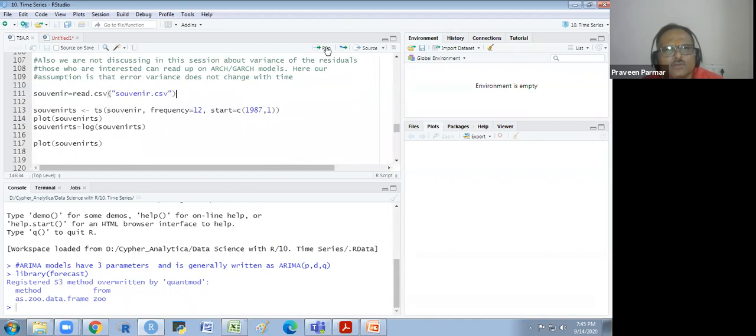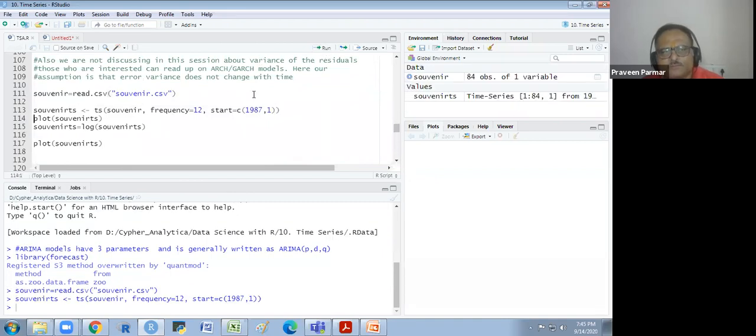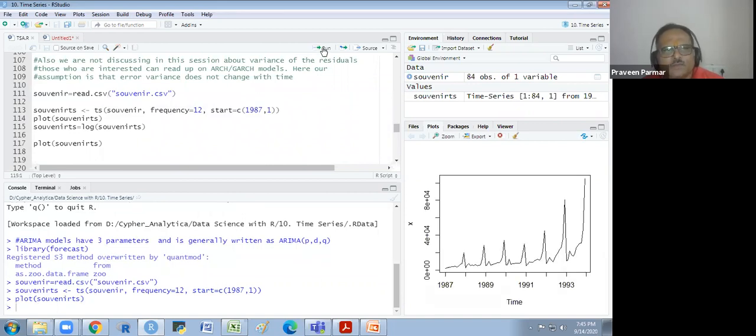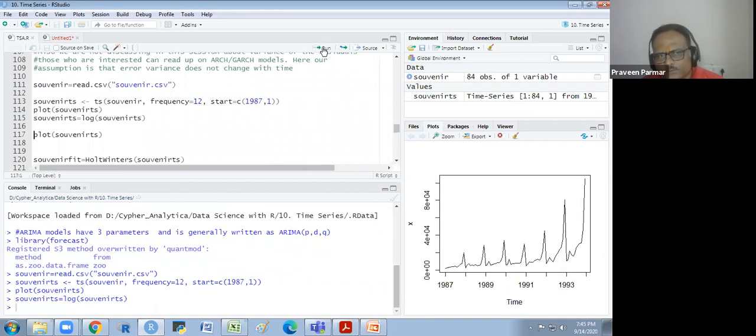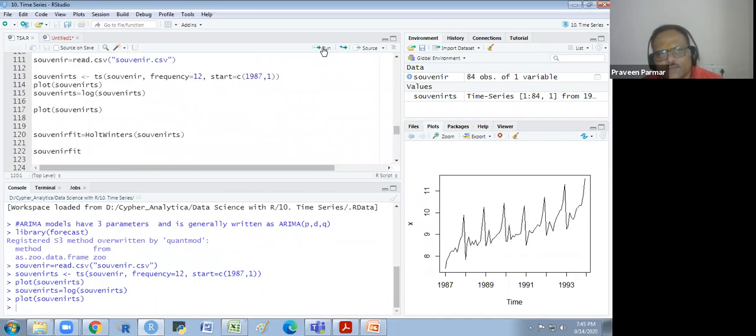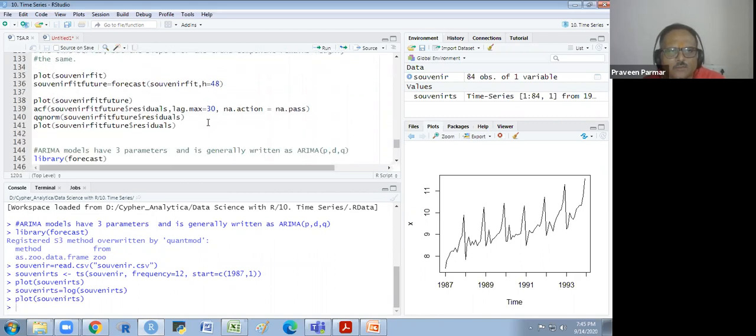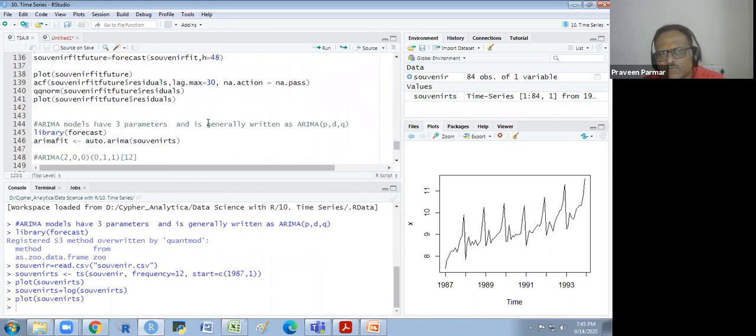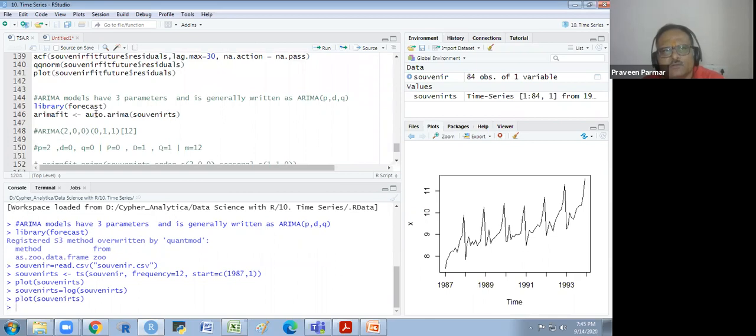I just import this and convert this, and I will show you this time series once more, and then I log this and plot it again. Now I am not using that exponential smoothing, so I will not run this Holt-Winters. I am using the auto regression moving average model, so I will just write auto.arima and the TS.